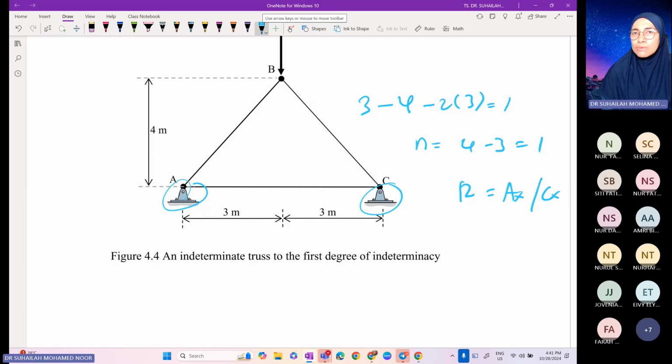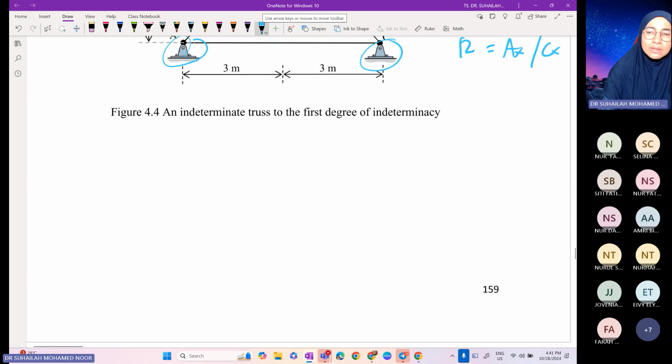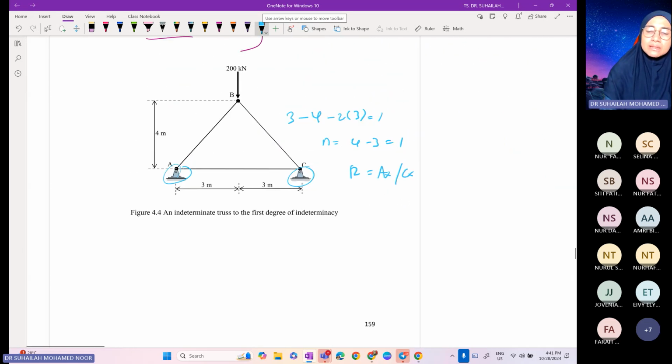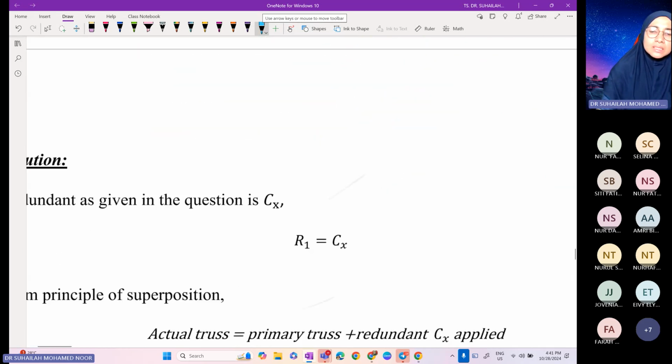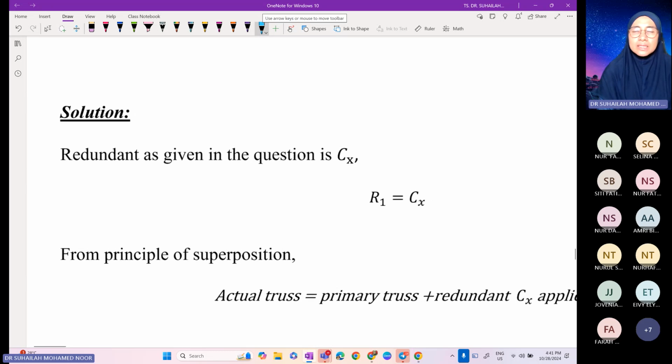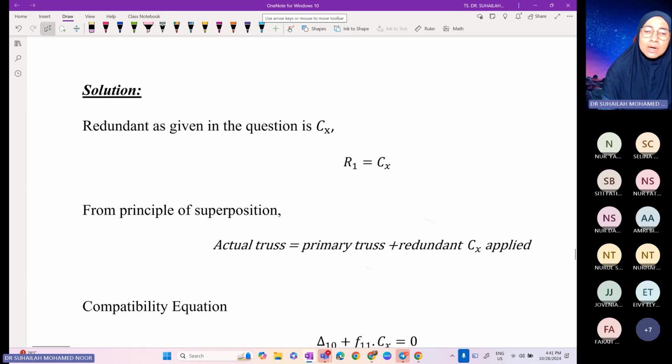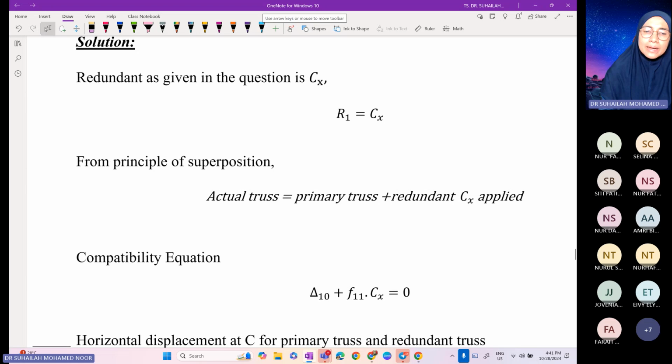So, by removing either one, we will get one pin and one roller. So, this is the actual thrust. Okay, from this, let's say CX is the redundant, meaning that we will remove CX. So, we apply the principle of superposition. Same as previous, once we have decided the redundant, we should be able to write the equation straight away.